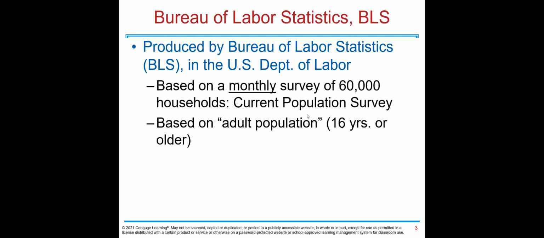First, let's understand how unemployment numbers are calculated. These numbers are produced by the Bureau of Labor Statistics, or BLS in short, in the US Department of Labor. This calculation is based on a monthly survey of 60,000 households, which is called the Current Population Survey. This survey is based on the adult population, so the survey respondents are the ones who are 16 years old or older.